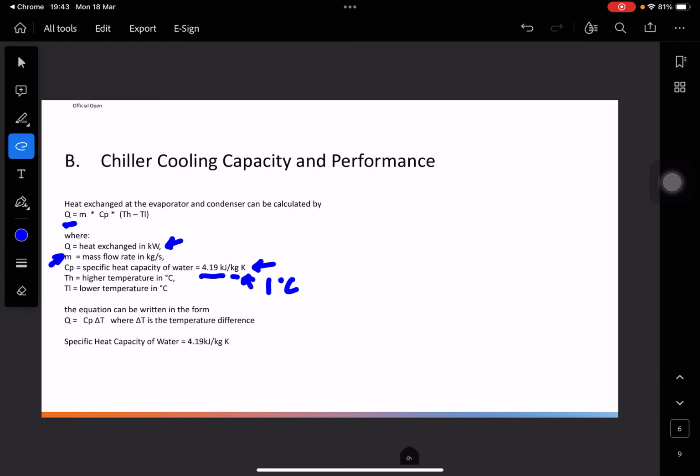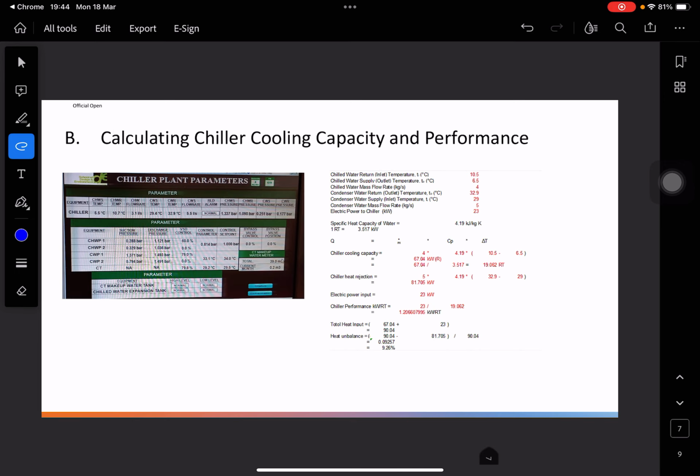So with that, high and low temperature is very easy to explain. The difference of temperature is the higher temperature minus the lower temperature. So the equation given is Q equals m dot Cp delta T. There's a missing m dot here, and the specific heat capacity is 4.19. With that, we want to calculate the chiller performance.